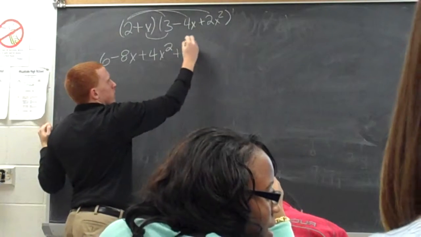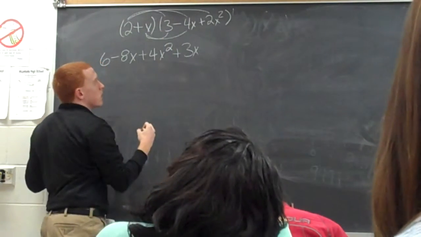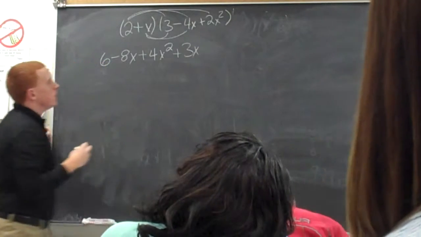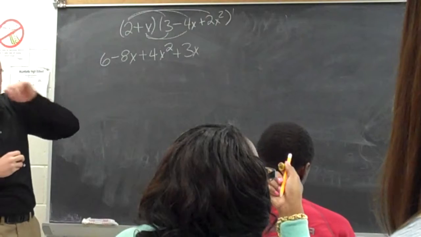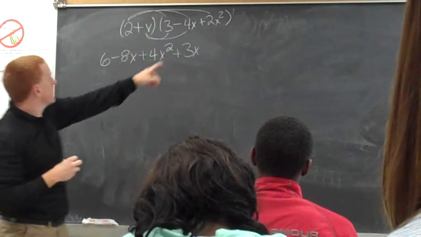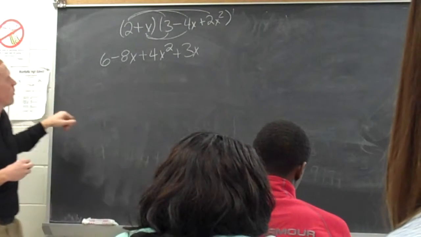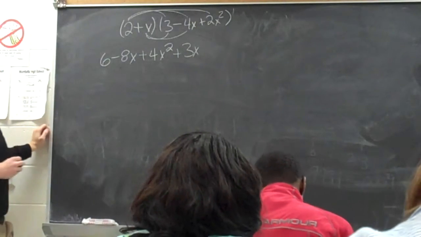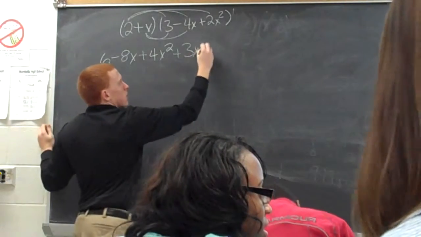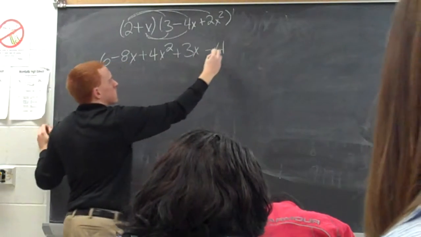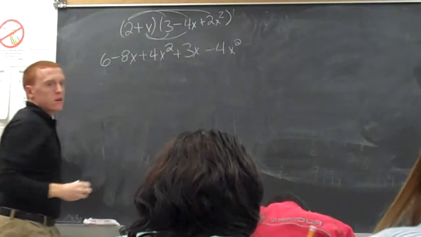3x for the first term. I think there's a negative on there. So this is a negative. That multiplies, right? Okay, so x times negative 4x, which would be negative 4x squared, yes, negative 4x squared.